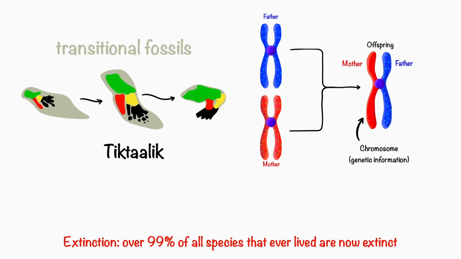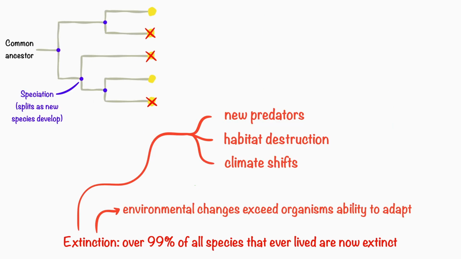Extinction represents evolution's other phase, the disappearance of species unable to adapt sufficiently. The fossil record reveals that over 99% of all species that ever lived are now extinct. Species become extinct when environmental changes exceed their ability to adapt. For example, climate shifts, habitat destruction, or new predators can eliminate populations before beneficial mutations arise and spread.